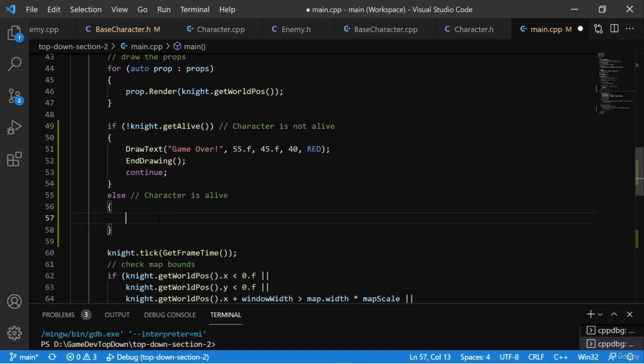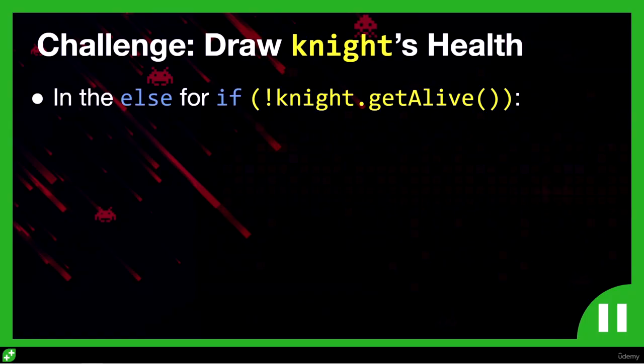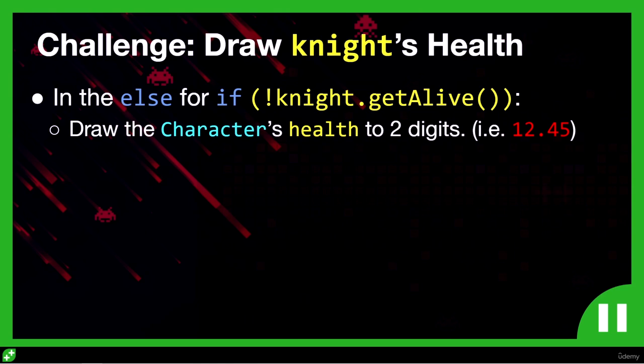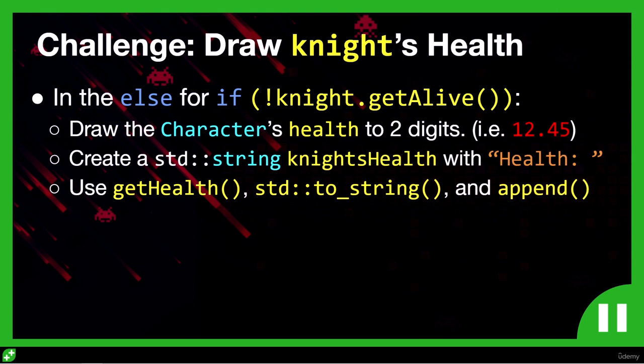So this takes care of the case when the character is no longer alive. But what about the else case when the character is still alive? This is where we'd like to draw the character's health. So this will be your challenge. In the else case for the if statement, you're going to draw the character's health to 2 digits. You'll first create a standard string called knightsHealth, initialized with the string literal "Health: " with a colon and a space at the end. Now you're going to use getHealth along with the standard toString function and the string's append function in order to append to the knightsHealth string the value of the character's health.